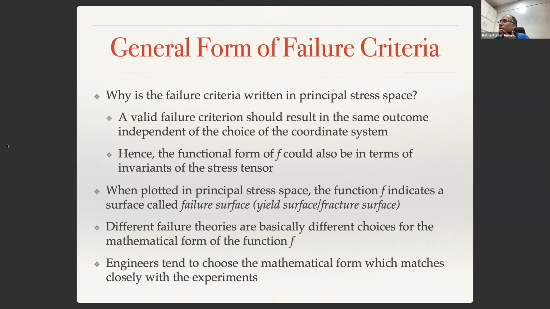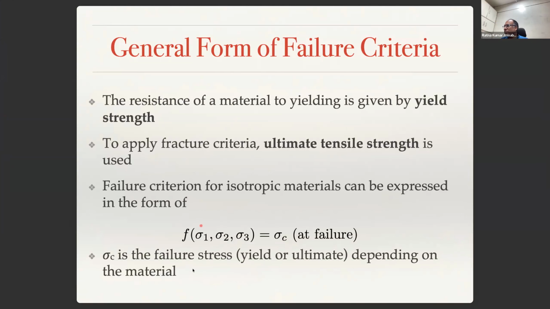In the last class, we talked about the general form of failure theory, which is written as a function of sigma 1, sigma 2, sigma 3. The reason why we write it in terms of the principal stress space is because it is easier to deal with. We only have to deal with 3 numbers instead of 6 numbers.